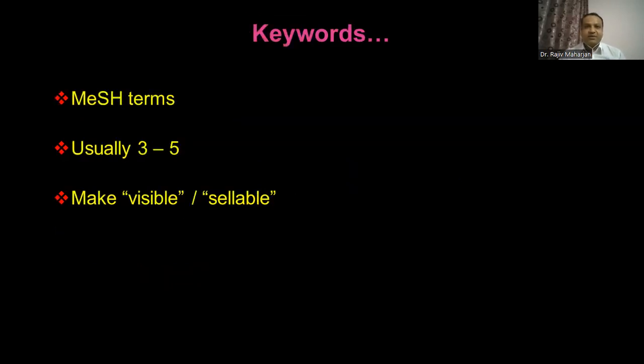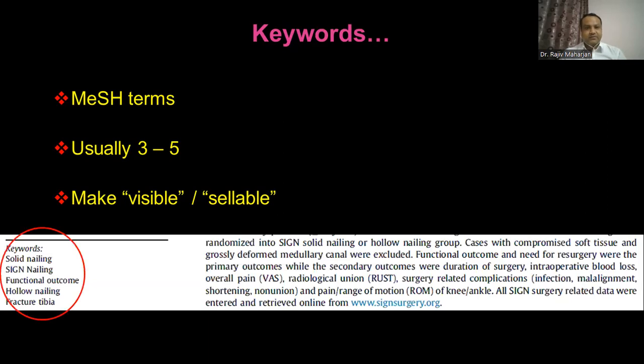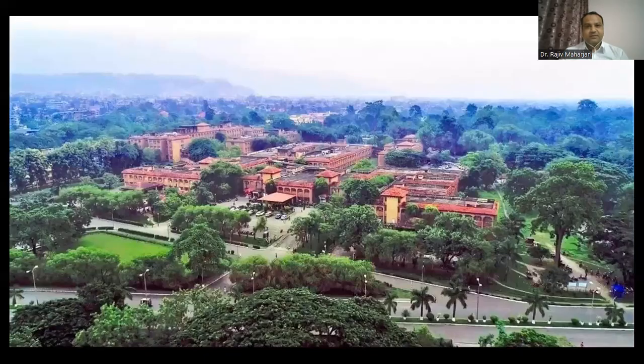Now, the last section is the keywords. You have to have 3 to 5 keywords from the medical subject headings that make your abstract visible and sellable in the market of the wide literature. So these are a few keywords that you have to mention.